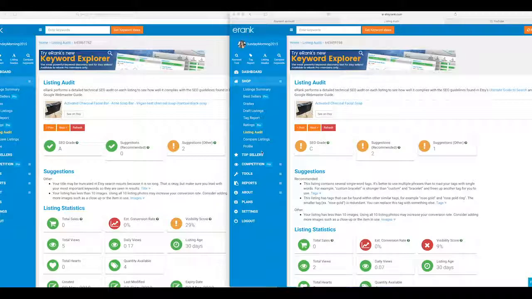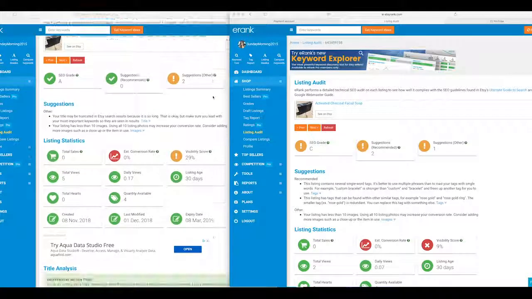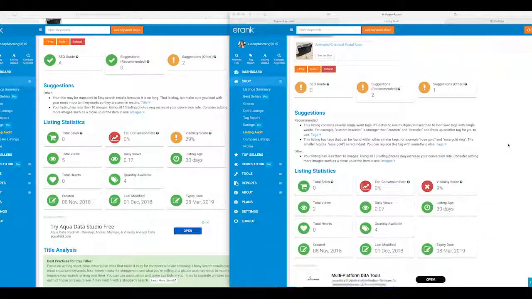So the one with the C listing, I just copied the original listing and basically just changed the title to a shorter title, because that was supposed to be very beneficial to Etsy listings. And the one with the A listing, I went ahead and changed the tags to see what the main differences would be. So I'm going to scroll down a little bit so you can see them side by side.